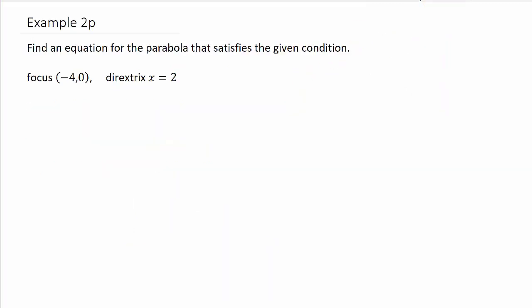Alright, so let's take a look at this example. It says find an equation for the parabola that satisfies the given condition. It gives us the focus and the directrix. And I spelled that wrong, that should be a C there. But anyway, what we need to do is figure out how it opens. Does it open up, down, left, or right? The best way to do that is make a sketch of this thing. So let's come over here.